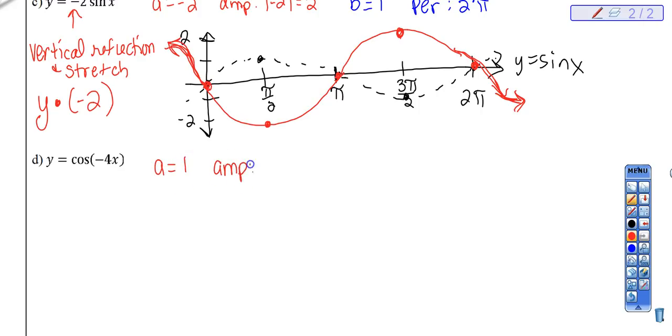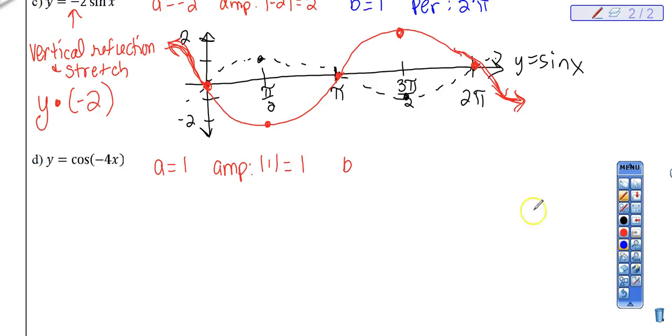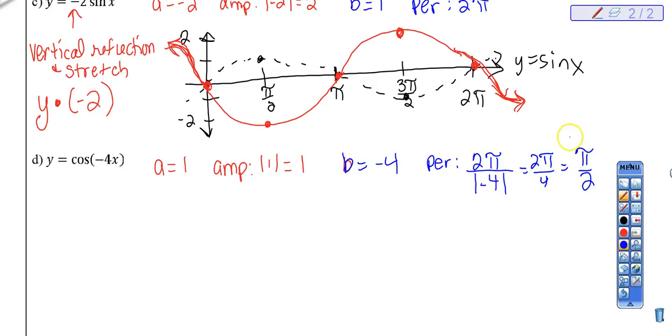So our amplitude of the cosine function is 1. So it's unchanged. But your B term, blue pen, your B term is negative 4. Okay, so that is going to adjust your period. So we're going to take the period of a cosine function, which is 2 pi, and we are going to divide it by the absolute value of negative 4, which is 2 pi over 4, which reduces down to pi over 2. So that's a shortened period.